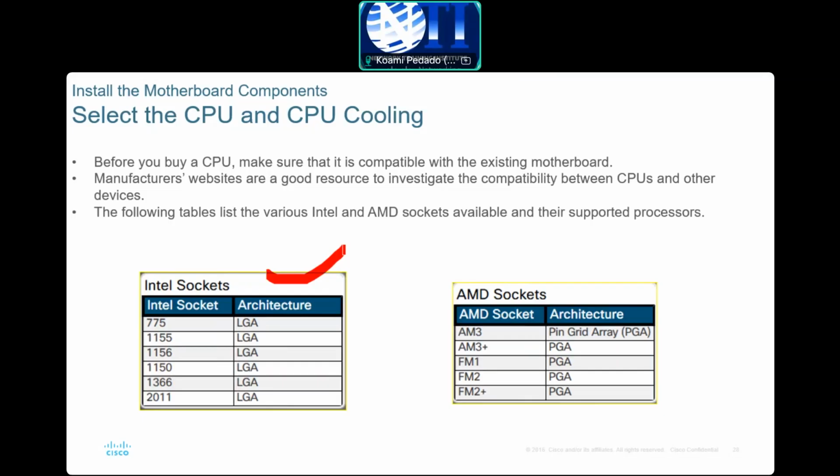Then Intel CPUs, for example the computers you see with i5, i7, those are Intel CPUs, and they use those sockets. But the AMD CPUs use a pin grid array. The CPU has pins on it, and on the motherboard there are little holes where you have to put them in. See?